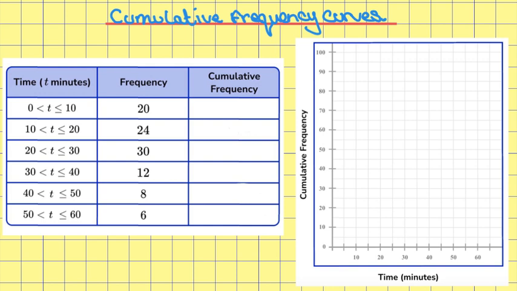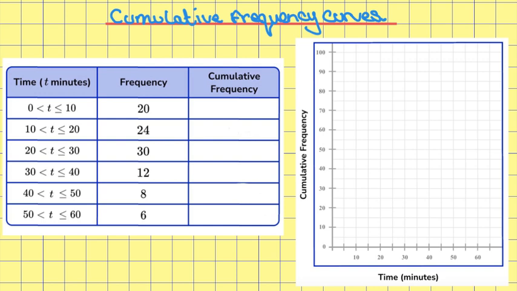In order to draw a cumulative frequency graph, there are 5 distinct stages. First, you need to calculate the cumulative frequency values for the table of data. Here we have a frequency table. It's to do with how long it takes somebody to do a puzzle. So we've got the time in minutes, going from 0 to 10, 10 to 20, 20 to 30, 30 to 40, 40 to 50, and 50 to 60, and then we have the frequencies 20, 24, 30, 12, 8, and 6.